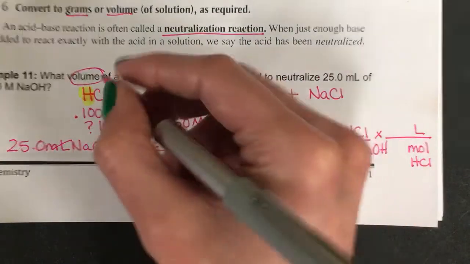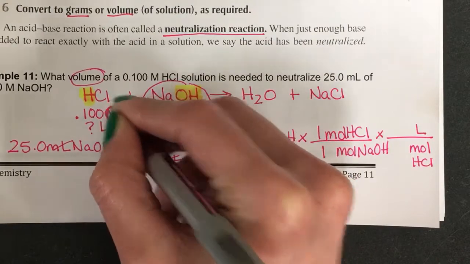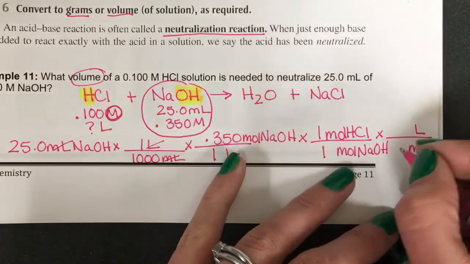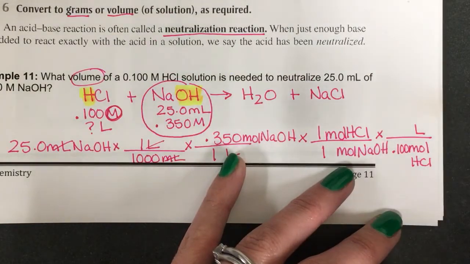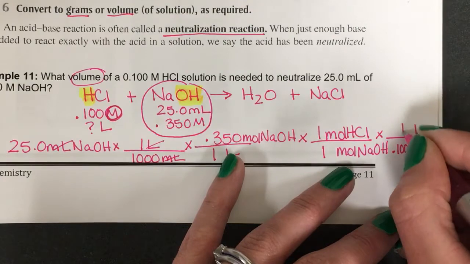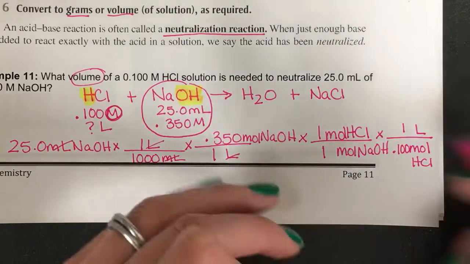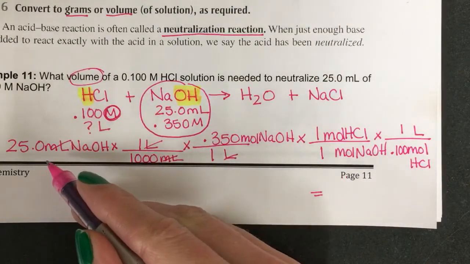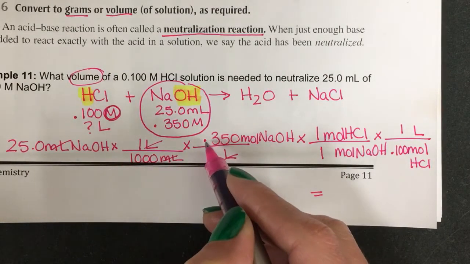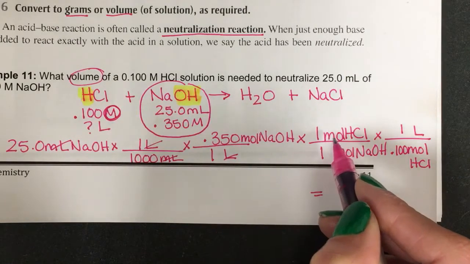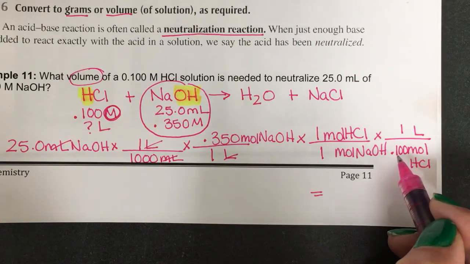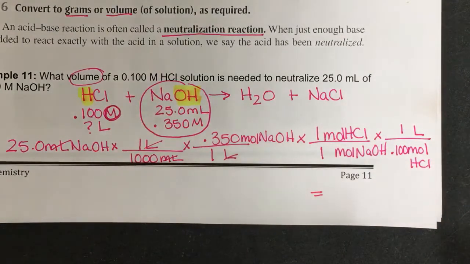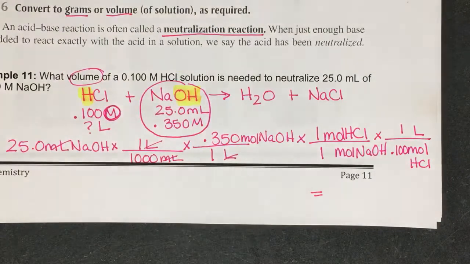Now in the problem, here's my molarity: moles of HCl per liter of HCl. So I know that I have 0.100 moles of HCl for every 1 liter. If I plug this into my calculator, 25 divided by 1,000 times 0.350 times 1 divided by 1 divided by 0.1, what I should get, oops, I forgot to plug this into a calculator.